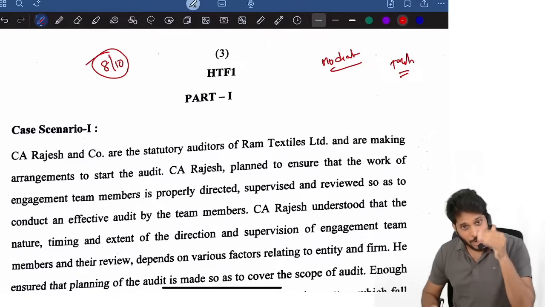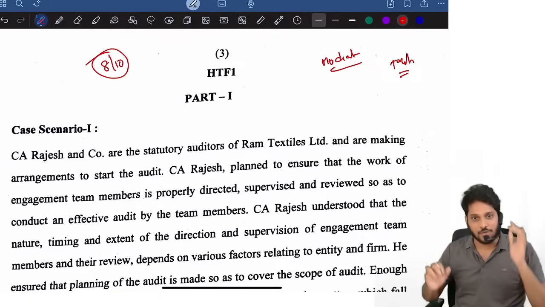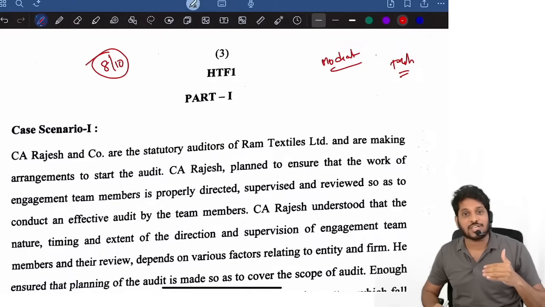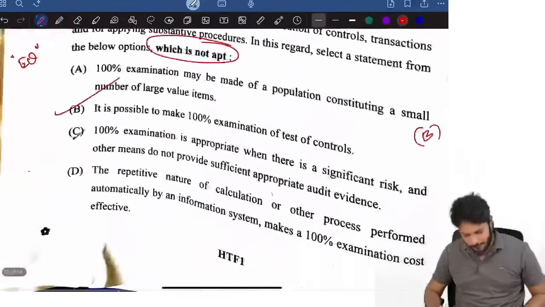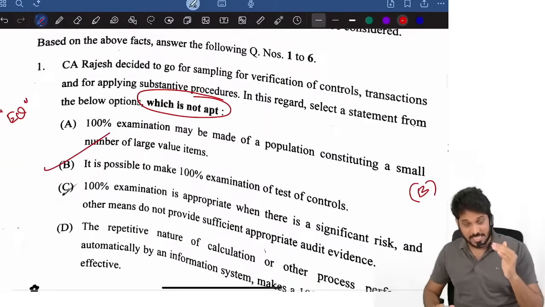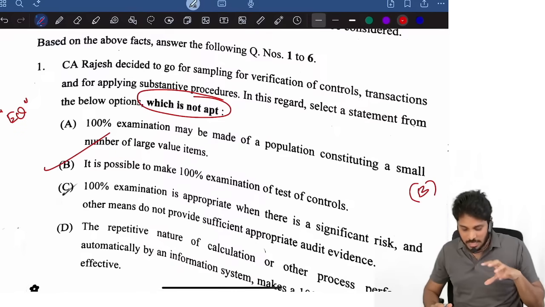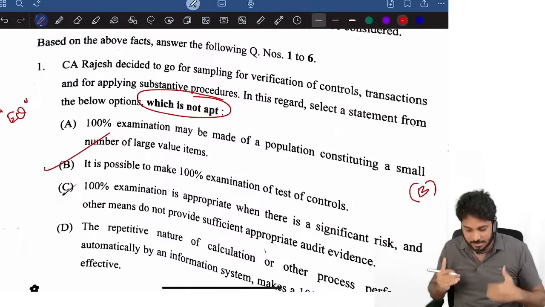Because all the questions were negatively framed. They are not directly asking which is right, they are asking which of the following is not right. So most of the questions are negatively worded. This time, the case study does not have much relevance to the given questions. Even a person who has not studied the case study can directly answer these questions.